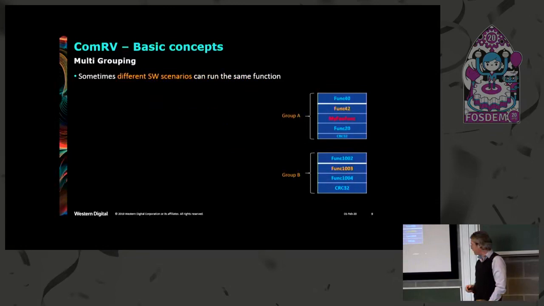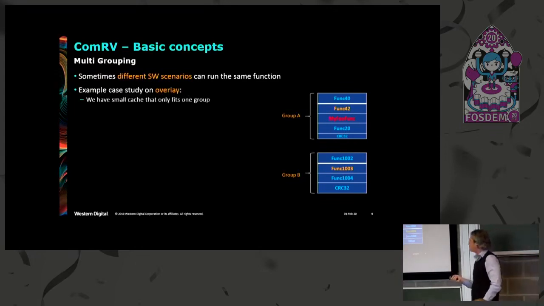Another concept we are calling multi-grouping. It's very special and unique for this feature. Let's explain it by an example. Sometimes different software scenarios can run the same function. For example, let's assume that the cache area, the heap that we have, is very small. It's just fitting for just one group.